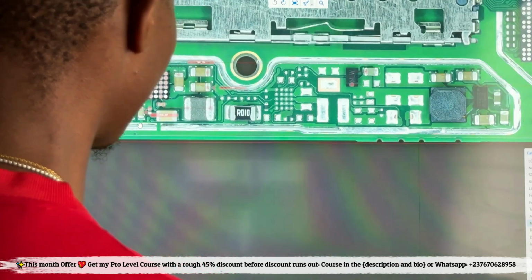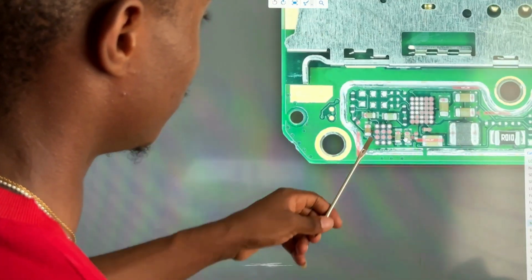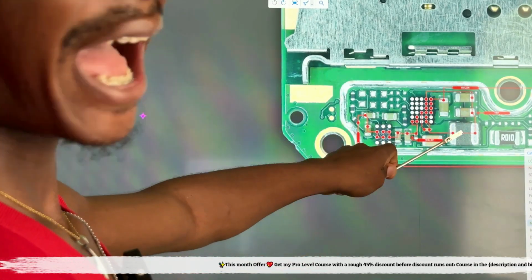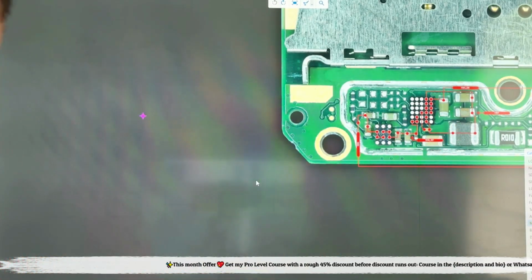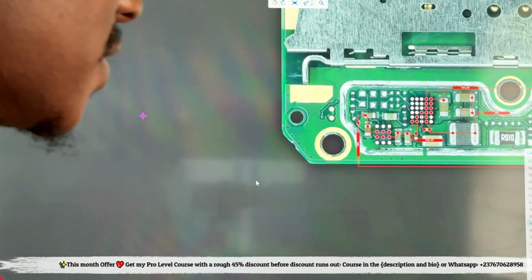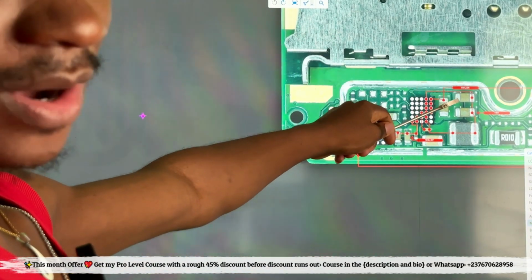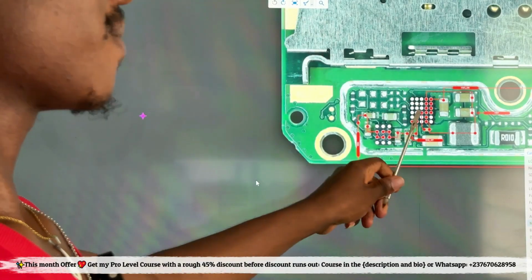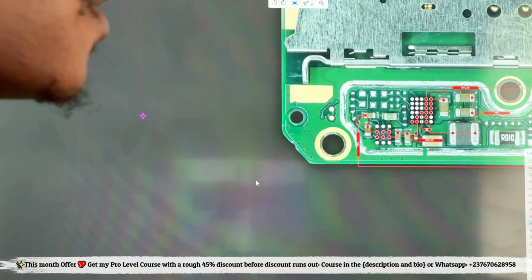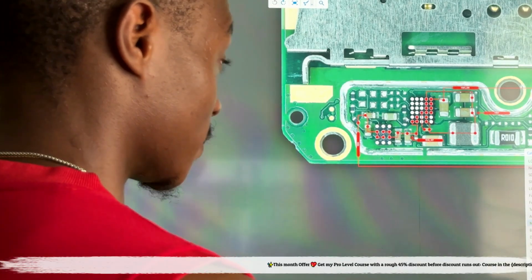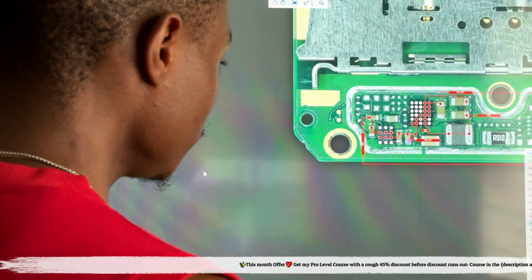And you see that we have the input VBAT and we don't have the output VBAT or the VPH. You understand? So in most cases, the charging IC will be bad and you will need to replace it. But in some cases, you just have to reball, because of an open circuit. That's why reballing will solve the problem.